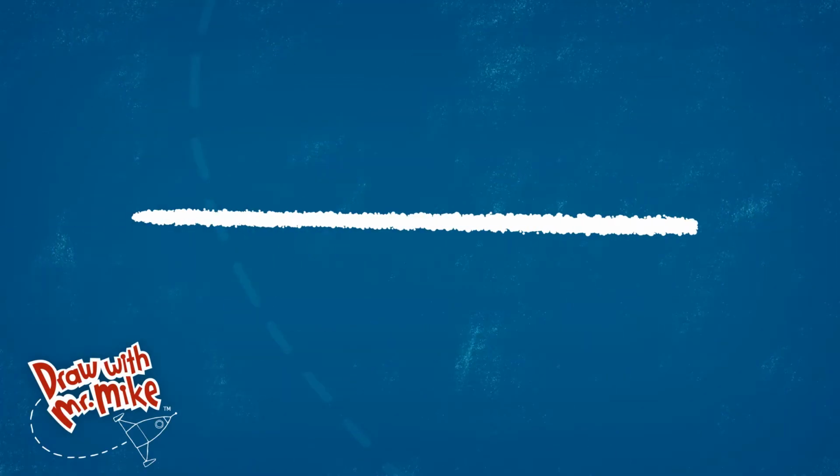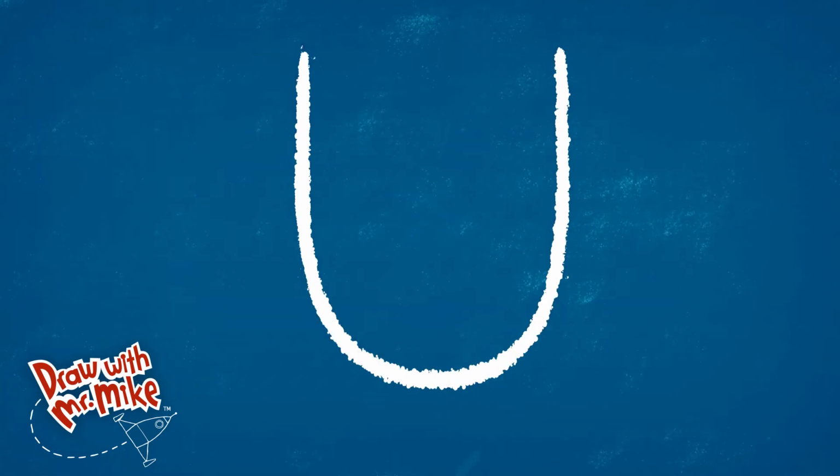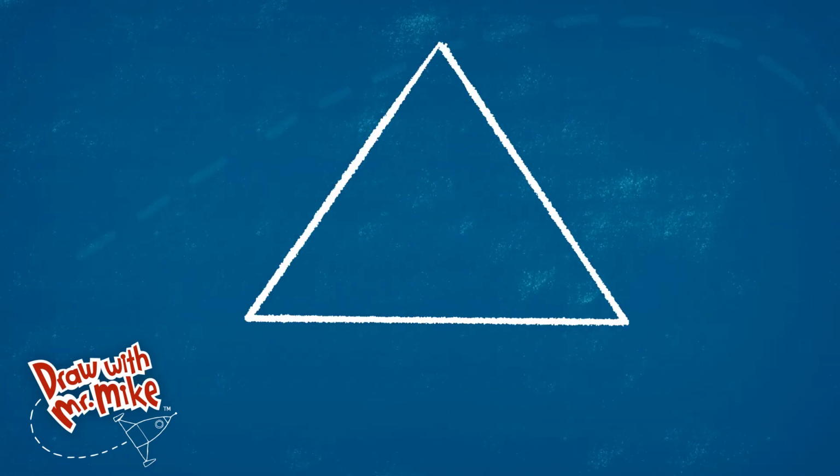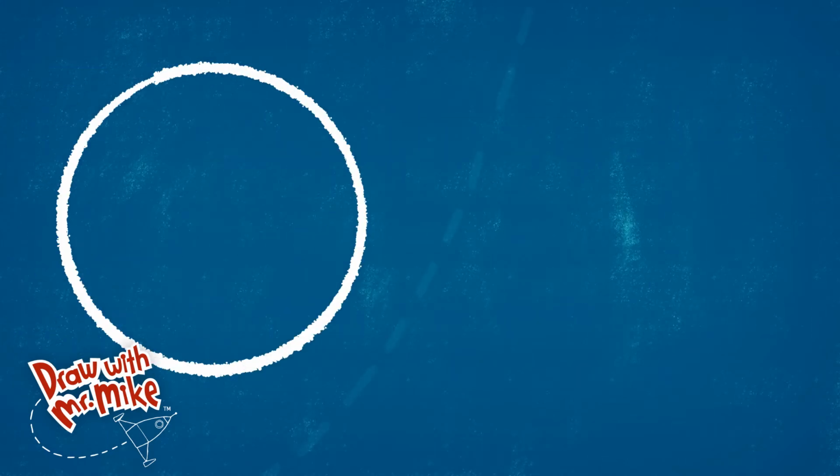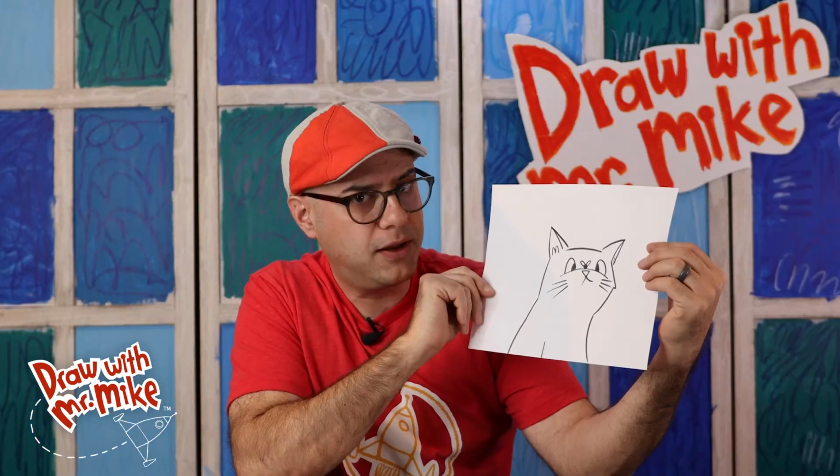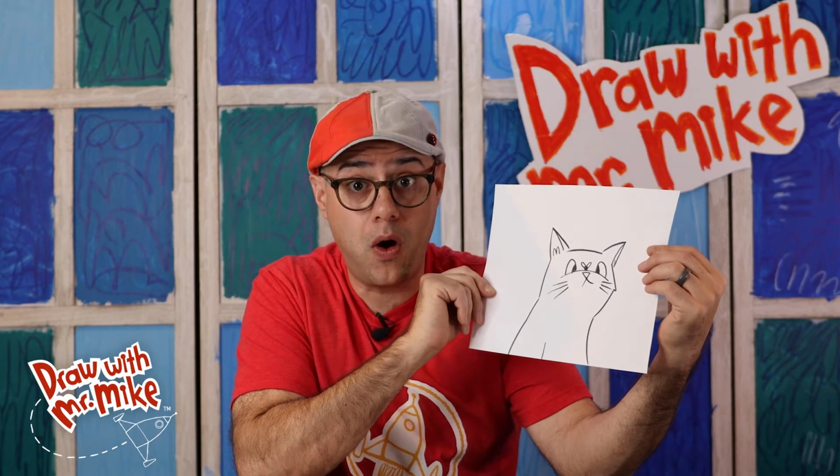We are going to use 5 basic lines and shapes to create this. A line, a U, a triangle, an arc, and a circle. But it doesn't look like that difficult of a drawing at all. I'm sure if we just build it together, we can make a drawing just like this. Let's see how it all fits together.